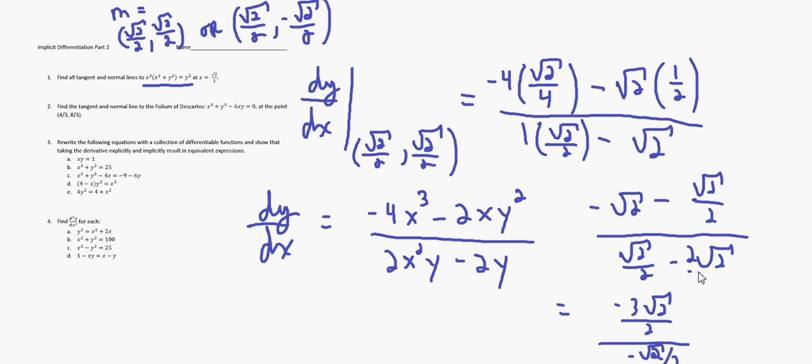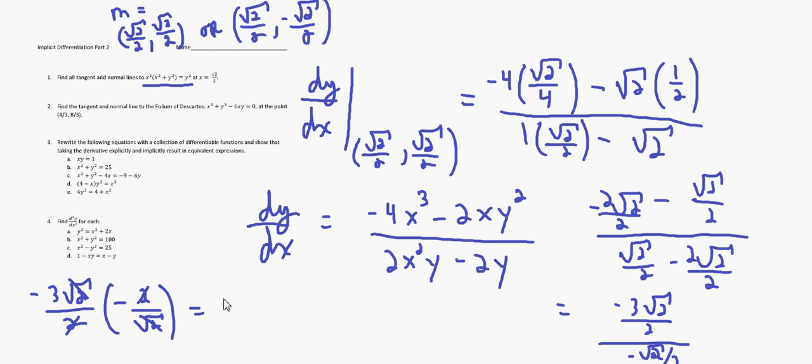Because this is really, if you don't like this, this is really 2 root 2 over 2. So 1 minus 2 is negative 1 over 2, and this is really negative 2 root 2 over 2. So when you subtract that, you get negative 2 minus 1 is negative 3. And to simplify this, I'm running out of room, so I'm going to do it over here. We're going to have negative 3 root 2 over 2 times negative, flip it, 2 over root 2. And even though it started out super nasty, these root 2's cancel, these 2's cancel, and we end up with 3. So for our first point, the slope is 3.